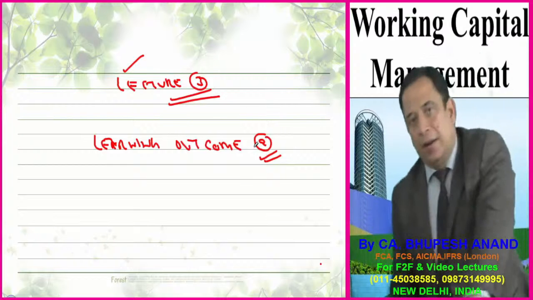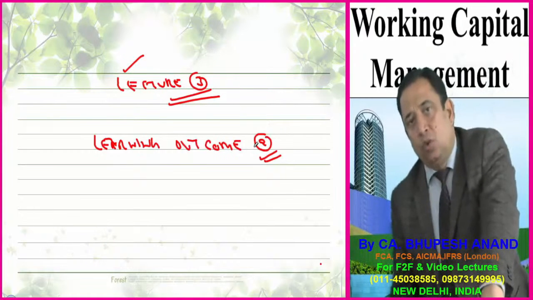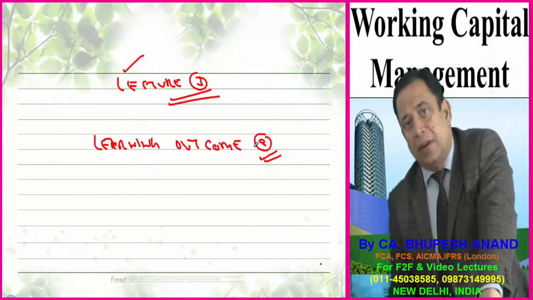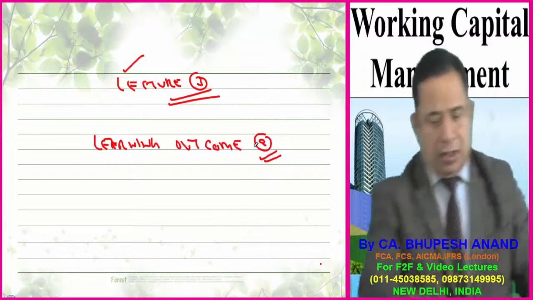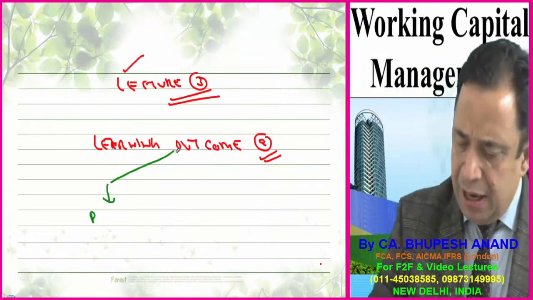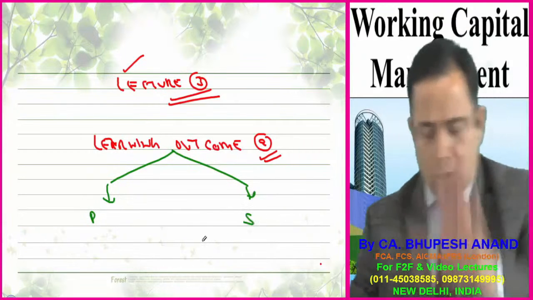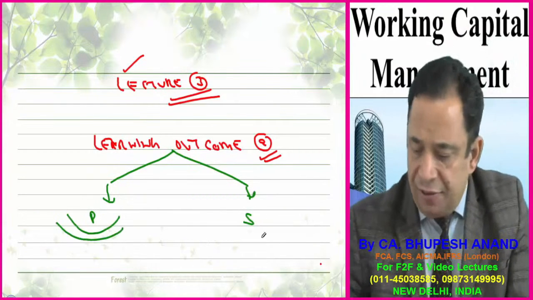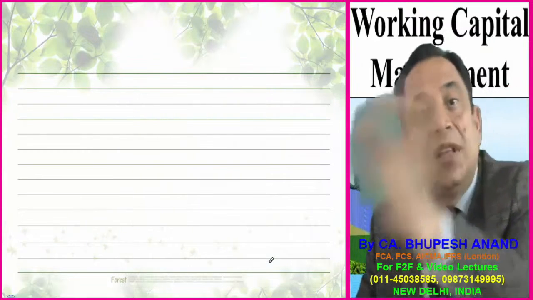It means in learning outcome A there are two parts. The one is the sources of liquidity and second is the factors influencing that liquidity. Now there are primary and secondary sources. If I say primary, I mean cash received from accounts receivable.